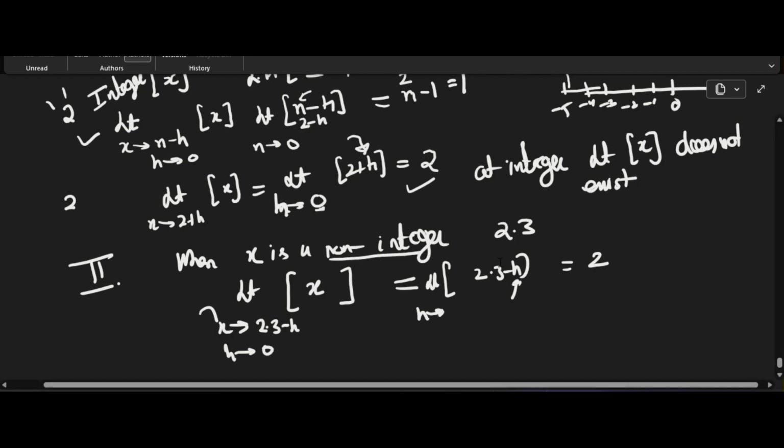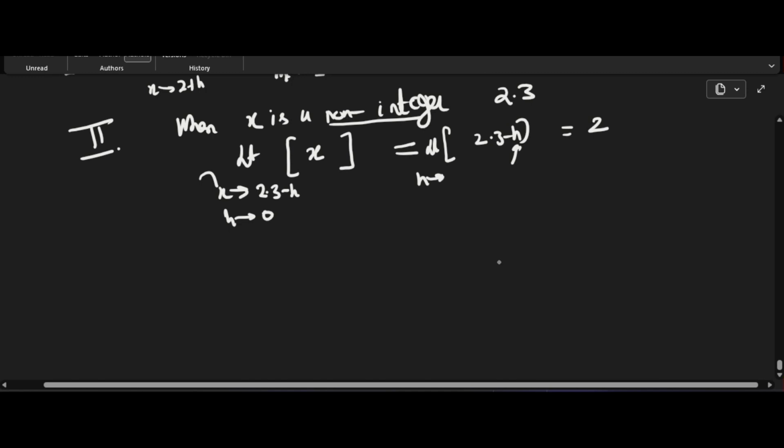Now let's say you are calculating the limit as x tends to 2.3 plus h. So let's do that: 2.3 plus h, and h is tending to 0. Now I'm calculating the right hand limit when x is a non-integer. This is 2.3 plus some minor decimal number, so the answer is 2. So do you see, when it's a non-integer situation, the limit does exist and comes out to be equal.